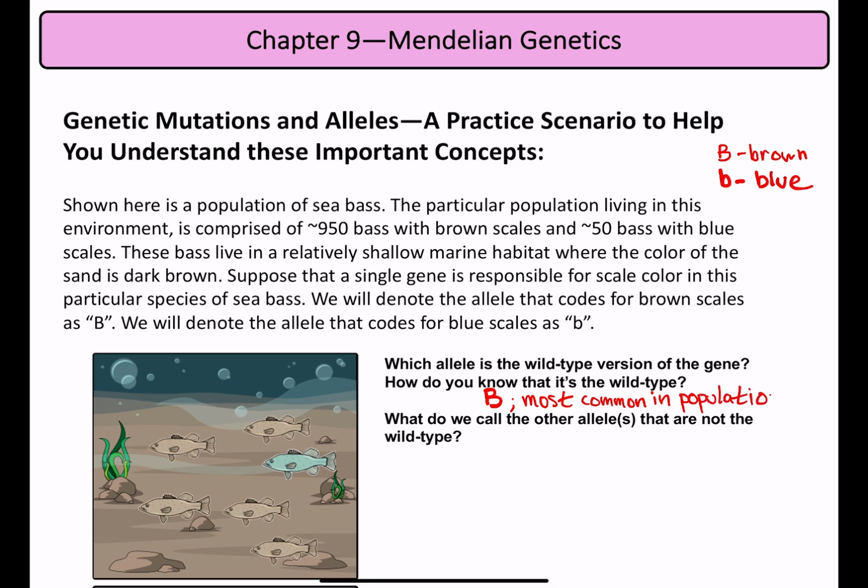Now, there might be other subspecies or other versions of this fish that live in different areas, and maybe in those different areas, brown isn't the best to have, but here it is. And then lastly, what do we call the other alleles that are not the wild type, aka this blue version? Well, in this specific example, that would be the mutant version of the gene, the mutant allele.